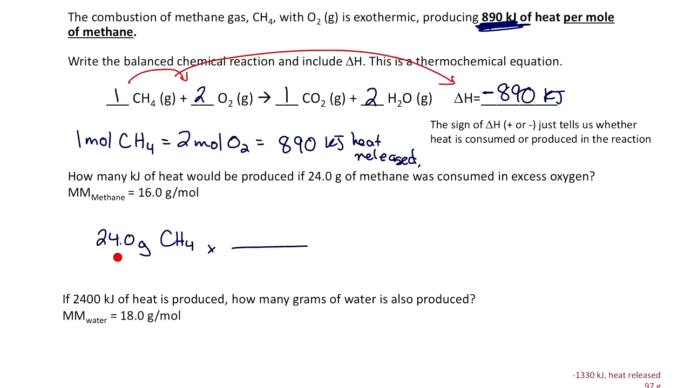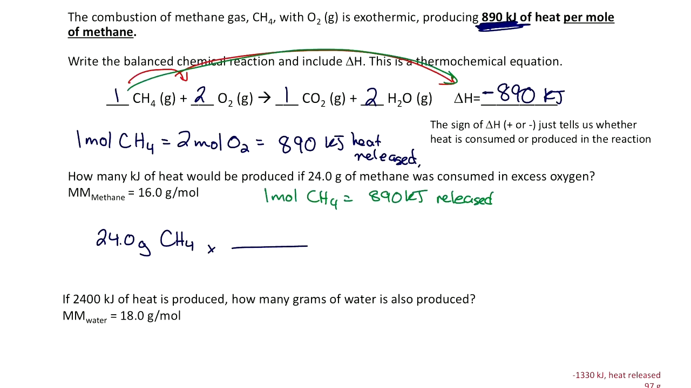So let's look at this question: how much heat would be produced if we consume 24 grams of methane in excess oxygen? The stoichiometry I want to use here is the relationship between methane and delta H. For every 1 mole of methane, CH4, 890 kilojoules of heat is released. I can put the negative sign there as well to mean released, but I actually like to say released. The negative sign also implies the same thing. So this is just stoichiometry. I'm just giving you a new tool in your toolbox to use in dimensional analysis.